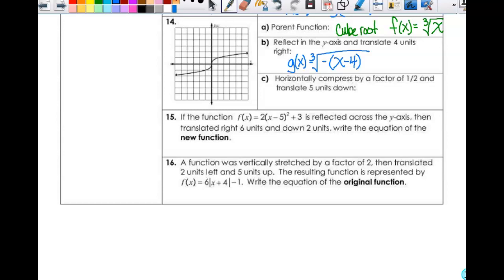Okay, we good? What questions we got? All right, you do C. We'll call it h of x. Read it. Write yourself an equation.